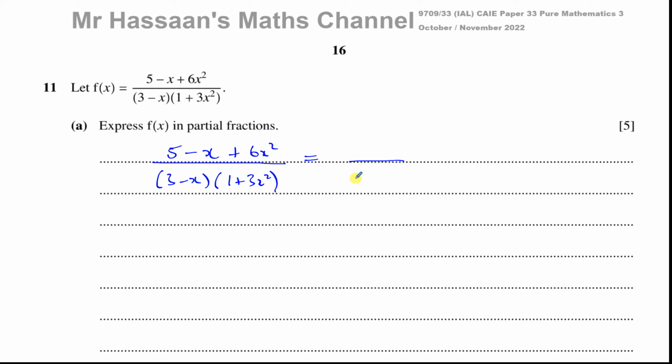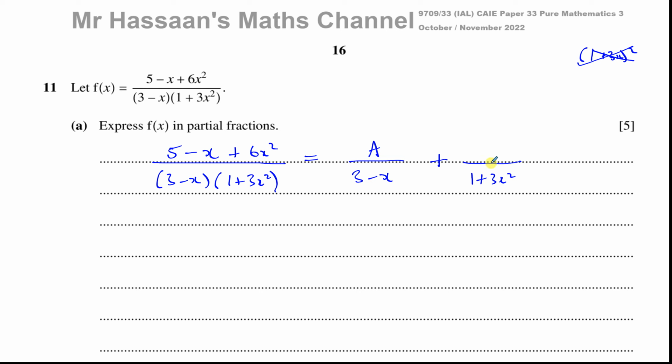One of them is a linear factor, which is 3 minus x, and the other one is a quadratic factor, which is 1 plus 3x squared. It's not a repeated factor. It's not like 1 plus 3x all squared, which would be a repeated factor. It's just a normal quadratic factor. So the numerator of this part of the fraction has to be an order less than that of the denominator. The maximum it can be is an order less, so it has to be a constant. Can't be more than a constant, right? Because this has to be a proper fraction.